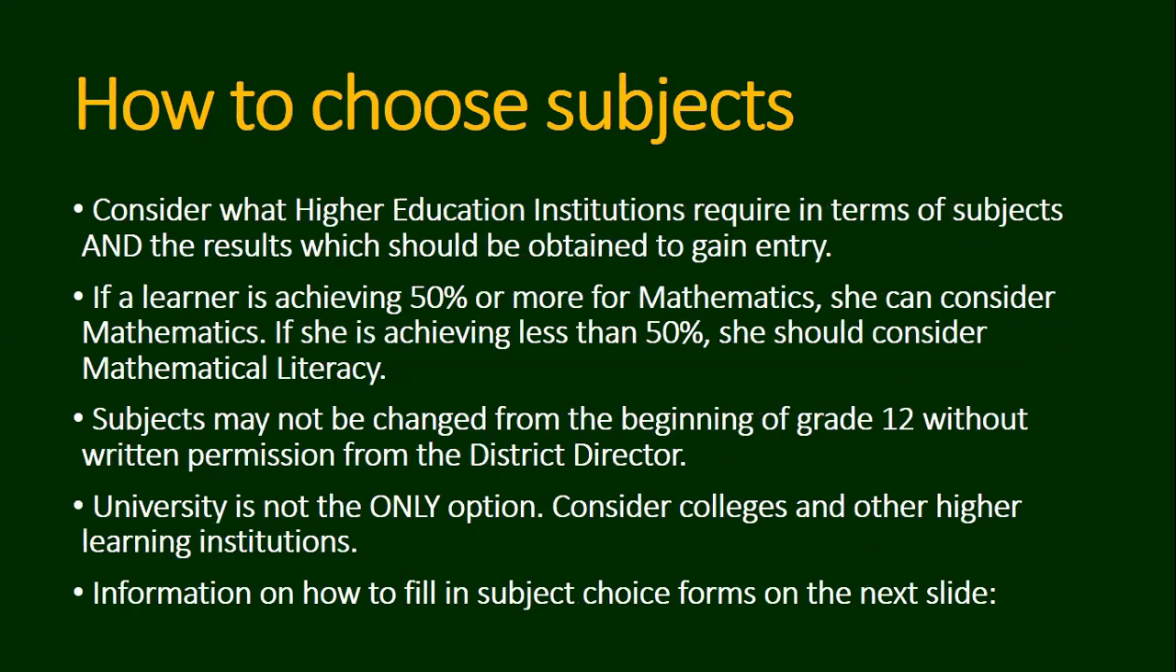When you are choosing your subjects, please consider what higher education institutions require in terms of the subjects and the results obtained for those subjects to gain entry. It is not simply enough to check which subjects are needed. You must also consider your daughter's aptitude for that subject. It doesn't help to choose subjects like mathematics, physical science, if your daughter is going to achieve very poorly in these subjects. She'd be better served choosing subjects in which she's quite strong so that her final APS score is high.